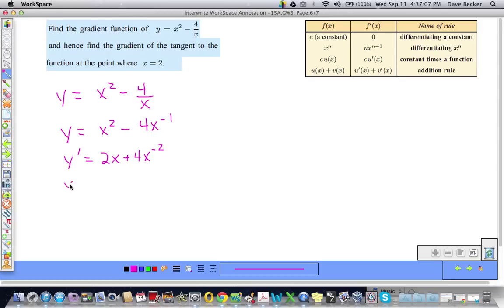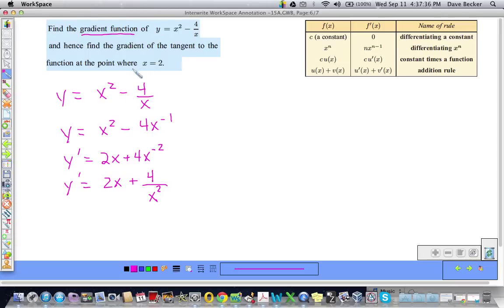Now I am going to rewrite this, and this is a good example of when you probably don't want to deal with negative exponents. And so this will be 4 over x squared. Okay, so we have found the gradient function, the slope function, because we can use this to find the slope of the tangent to this curve at any point that's in the domain of the function, any value of x.